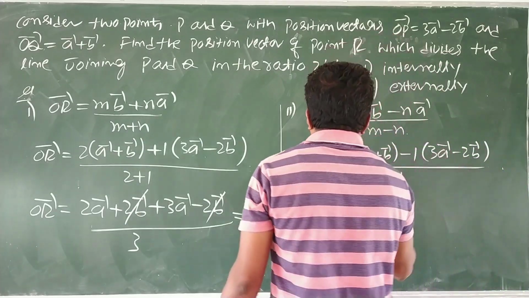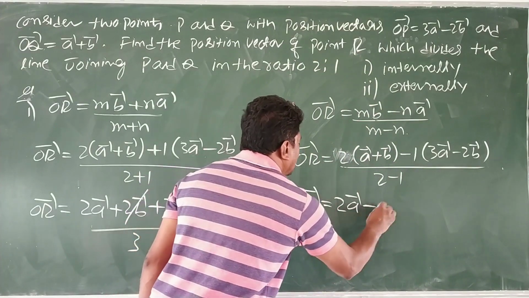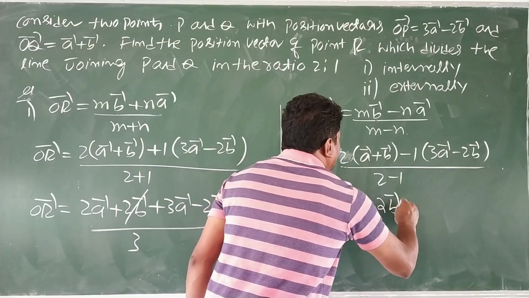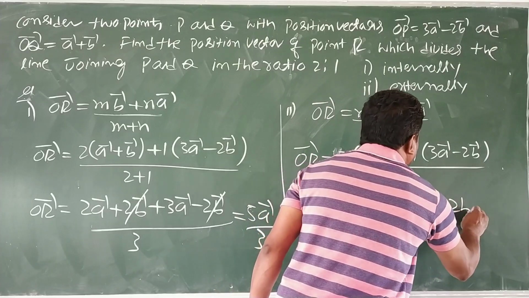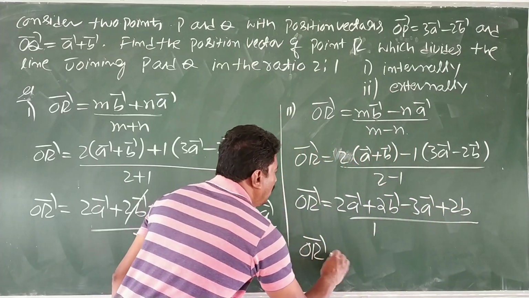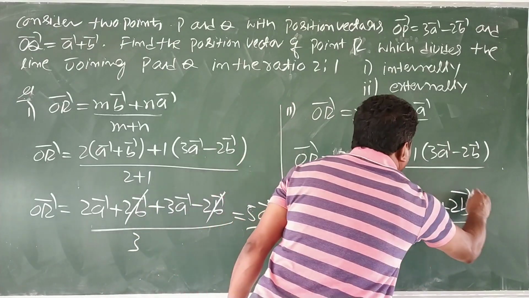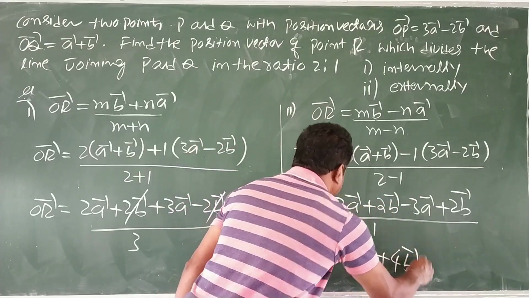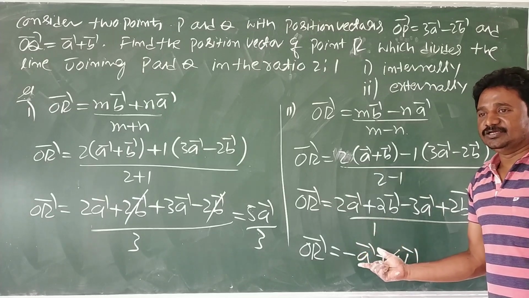2. Simplify, students. 2 into vector a plus 2 into vector b, minus 3a plus 2b, by 2 minus 1, which is 1. Vector: 2a minus 3a is minus a, 2b plus 2b is 4b. This is the position vector for external division. Is that correct? Okay, sir.